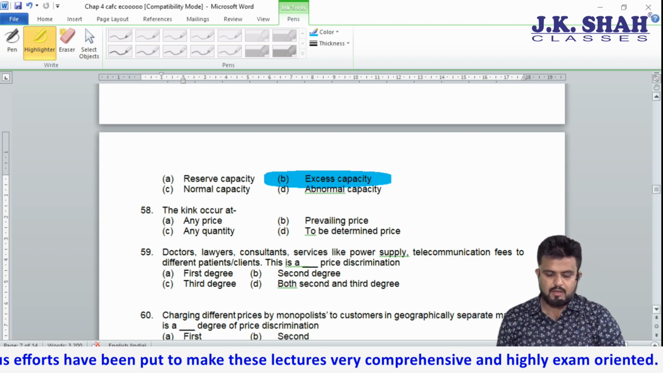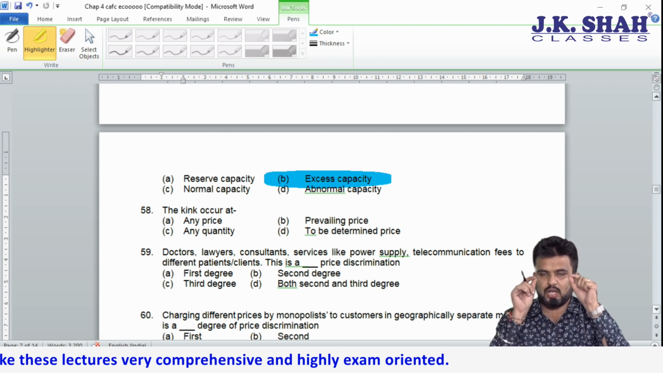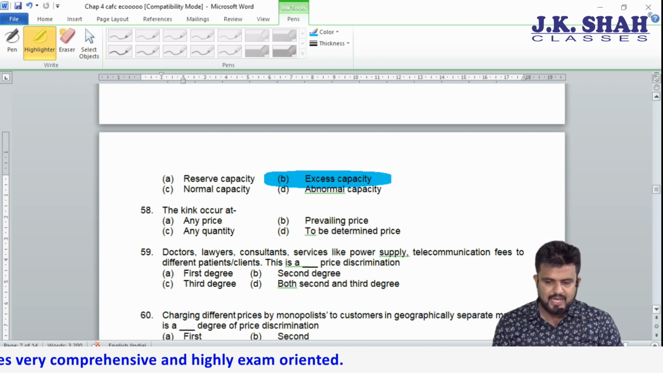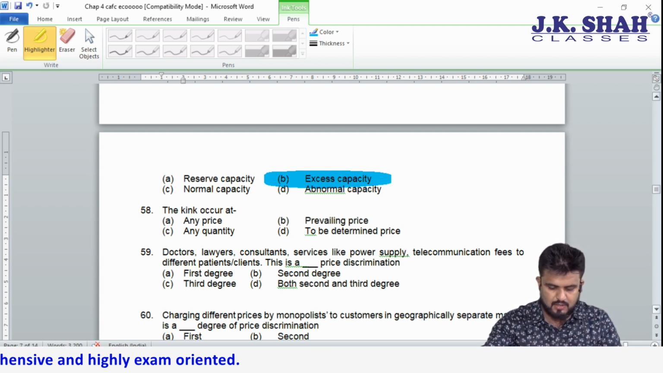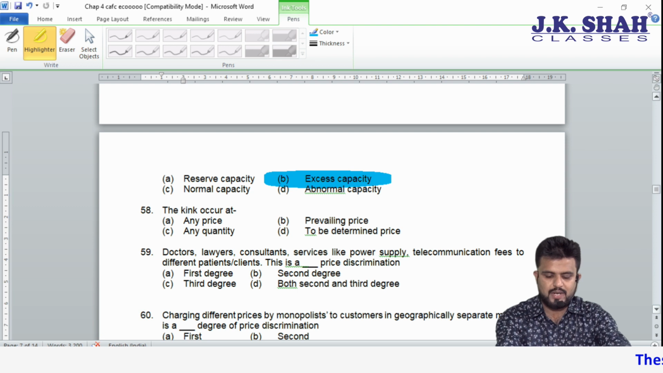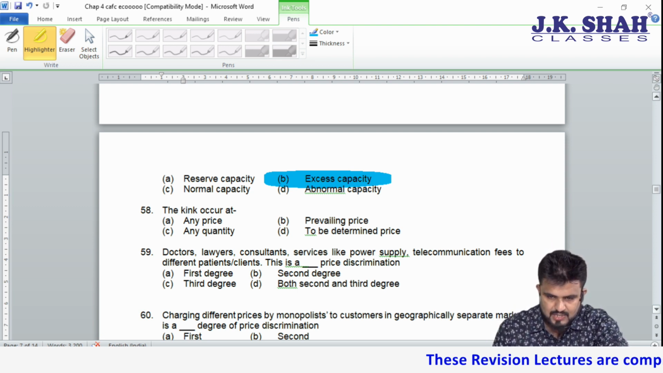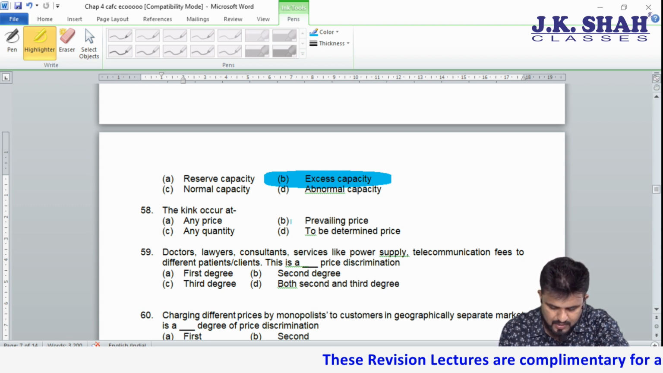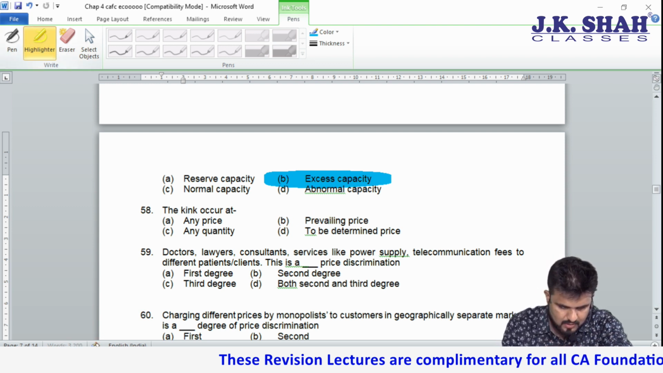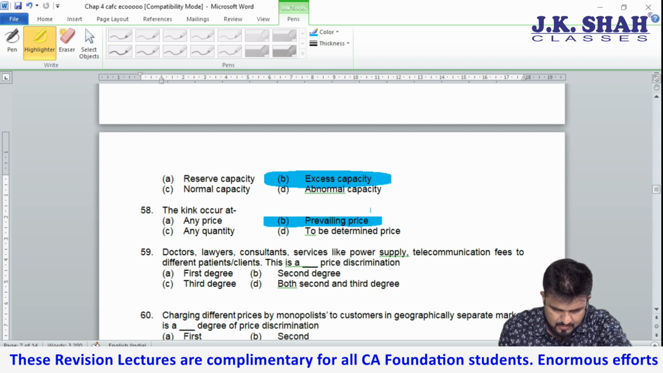58. Kink occurs at, now that is nothing but they are talking about oligopoly, point K. Kink occurs at any price, prevailing price, any quantity to be determined. So students, the answer is at prevailing price. Kink occurs at prevailing price.